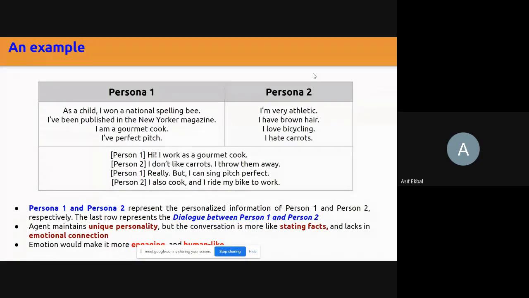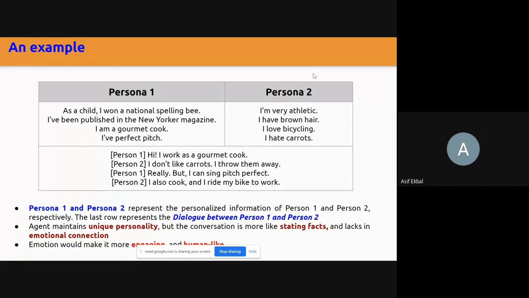Let's say there are two personas, person 1 and person 2. Person 1 gives some information about himself, saying that as a child, I won a national spelling bee. I have been published in New York magazine. I am a gourmet cook. I have perfect pitch. The other person says, I am very athletic. I have brown hair. I love bicycling. I hate carrots.